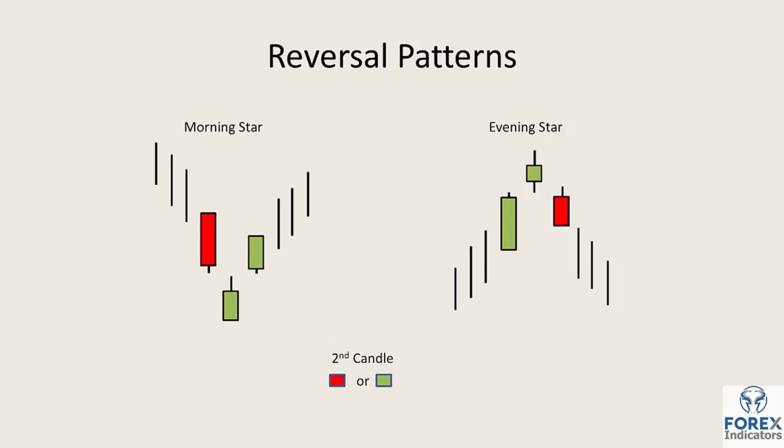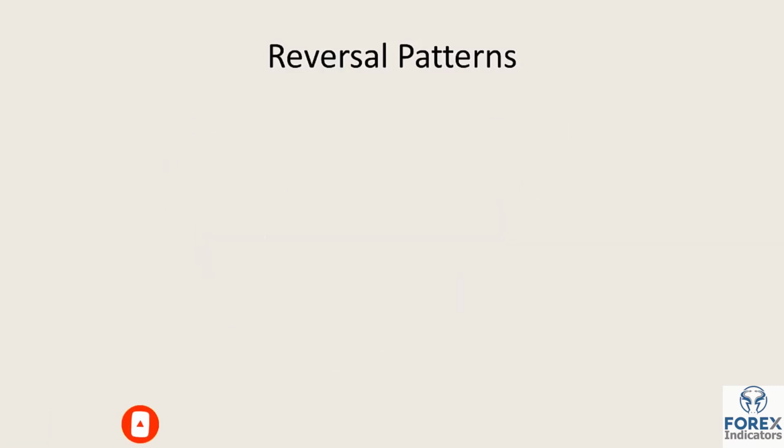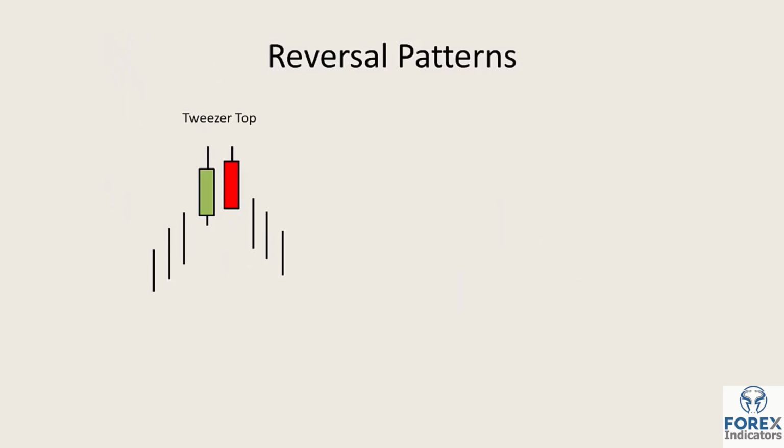The second candle in the 3-candle pattern can be green or red. Now lastly, with the evening star, these are more frequent on the daily, weekly and monthly chart. The last of the reversal patterns we're going to look at is what's called a tweezer top, sometimes also referred to as tram lines, where 2 candles are printed almost or exactly the same highs.